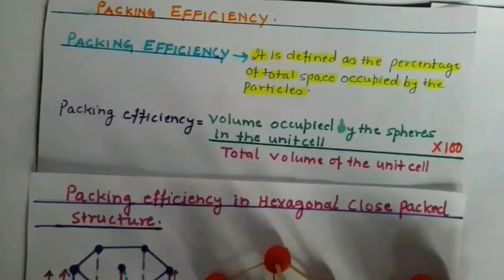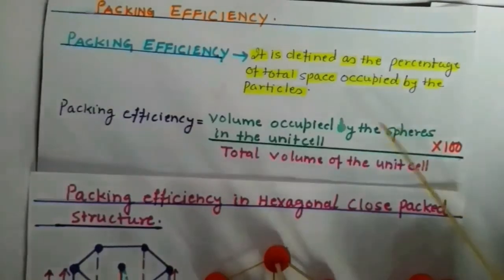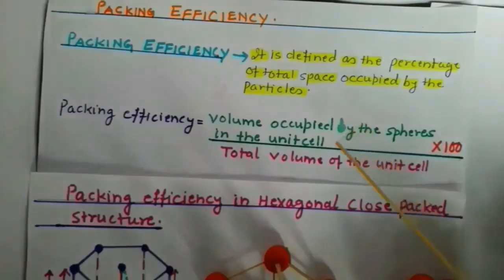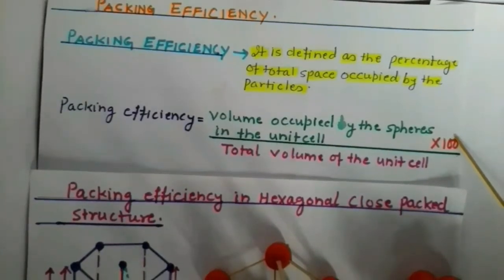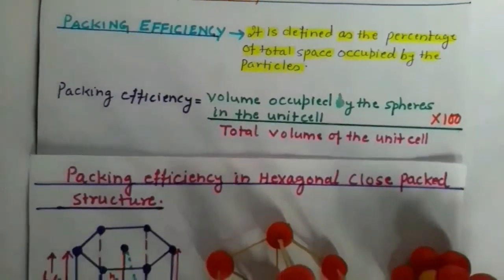Today we will calculate the packing efficiency in hexagonal close packed structure. We know that packing efficiency is defined as the percentage of total space occupied by the particles, and it can be calculated as volume occupied by the spheres in the unit cell divided by total volume of the unit cell multiplied by 100. So let us calculate packing efficiency in a hexagonal close packed structure.